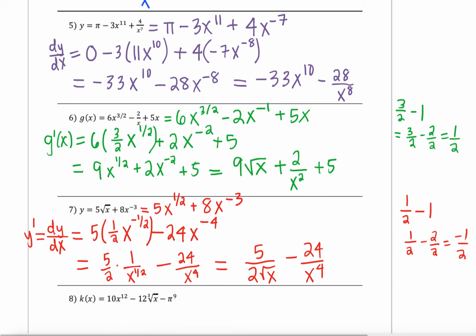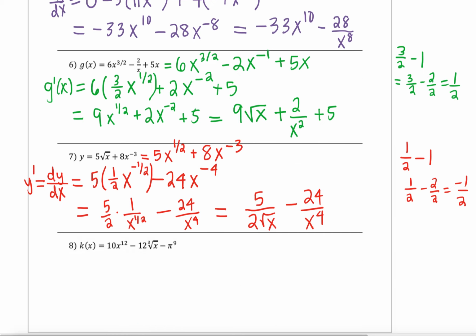Okay, let's do our last example here. Why don't you guys try example 8 on your own, and then we'll check it together. So with example 8, we've got 10x to the 12th minus 12 times the cube root of x minus pi to the 9th. So with that cube root, the first thing I want to do is rewrite that so I can see the fractional exponent. So 10x to the 12th is already good. We'll get minus 12. Now the cube root of x is x to the 1/3.